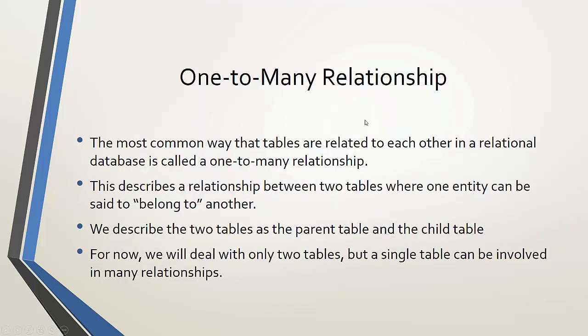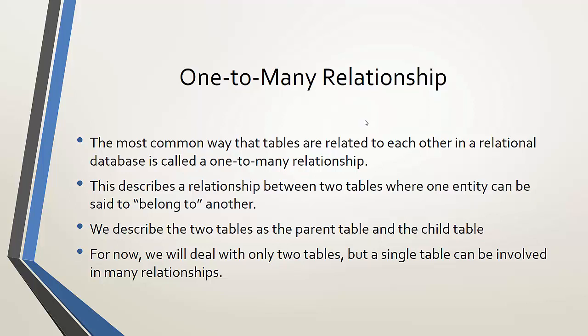the most common way that tables are related to each other is called a one-to-many relationship. We're going to deal a lot in the one-to-many relationship area for the next little bit. We're also going to learn about many-to-many relationships and one-to-one relationships and recursive relationships. For now, let's stick to the one and work our way through it.